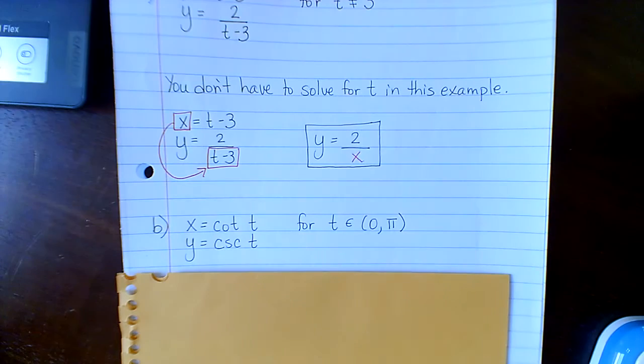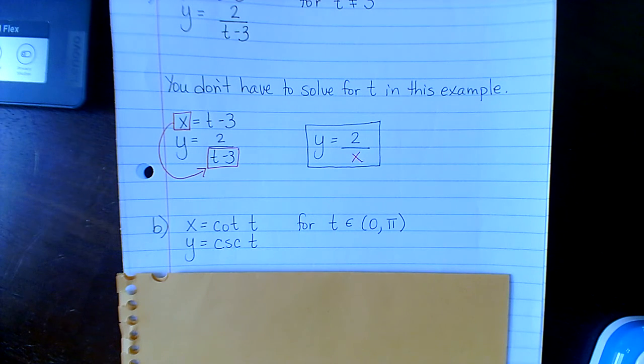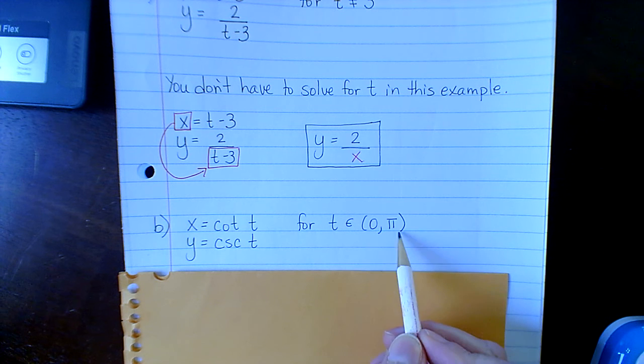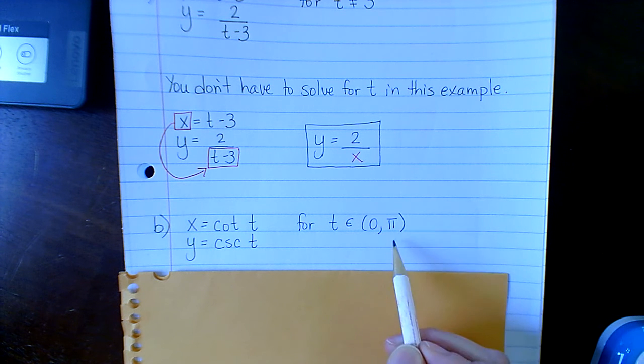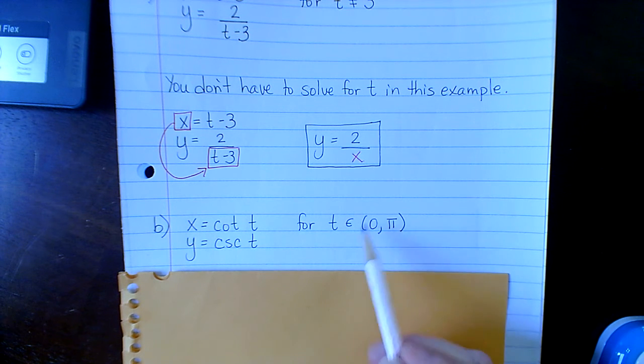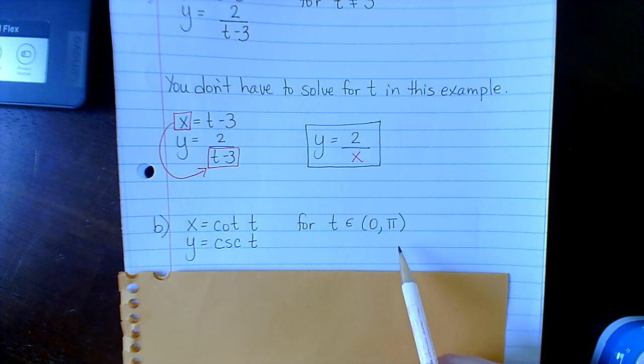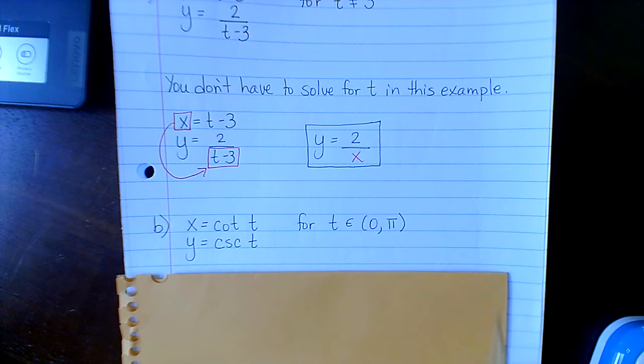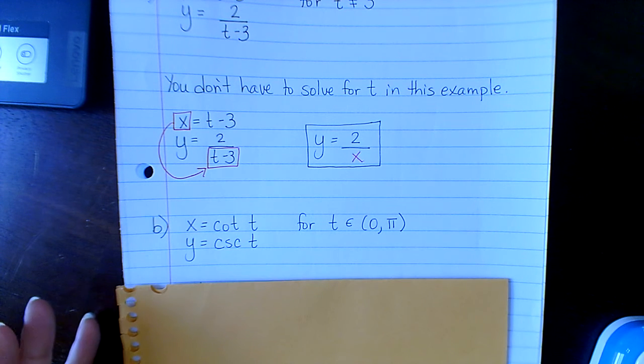Okay, let's do this one because it's got some trig to it. Now this is for t on the interval from 0 to pi, non-inclusive. That is because the cotangent function is not defined on 0 or pi. All right, so how on earth are we going to do this?